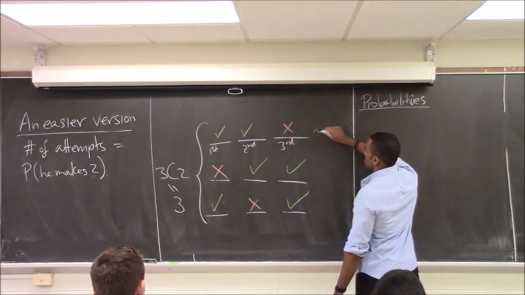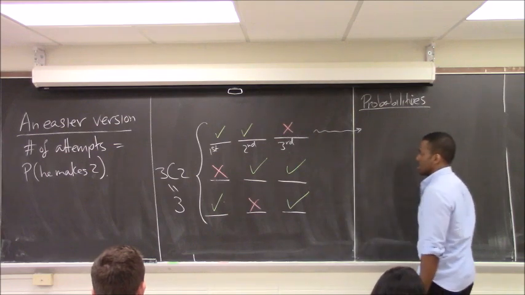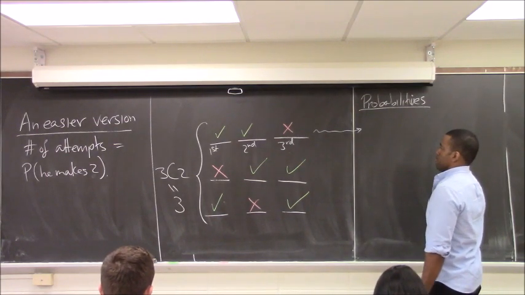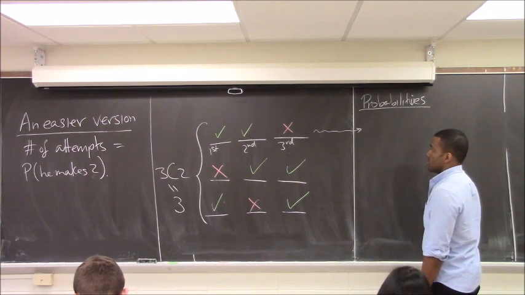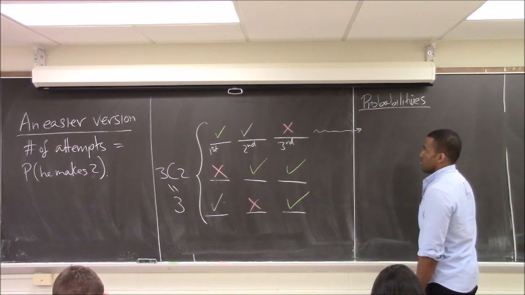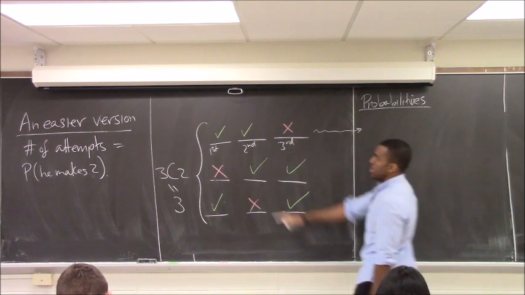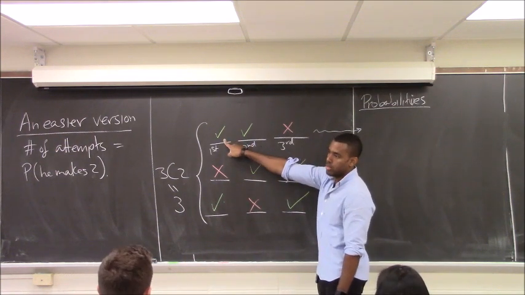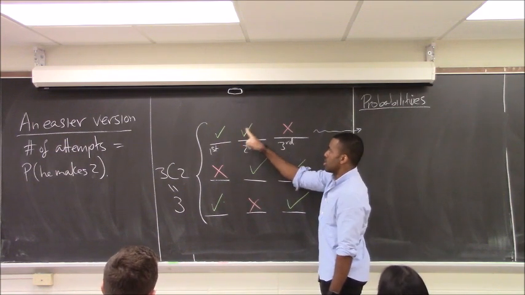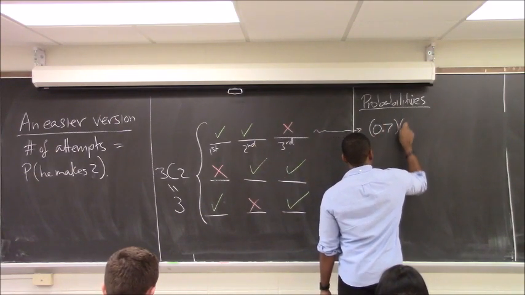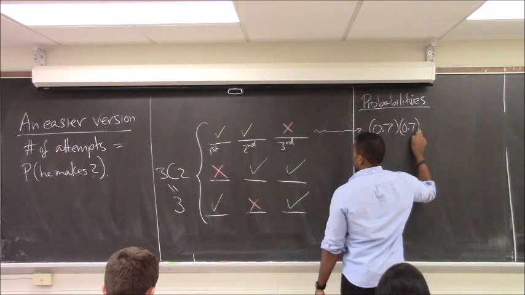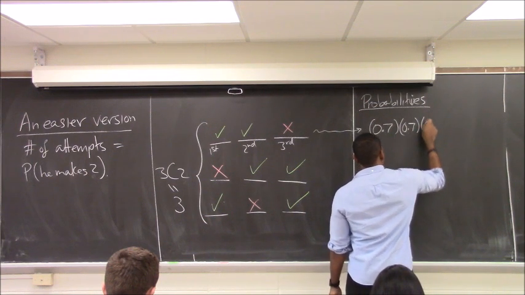What is the probability of the first situation? No. What is the probability that he actually makes the shot? 70%. Okay. 70. So it's 70% times 70% times 0.3.